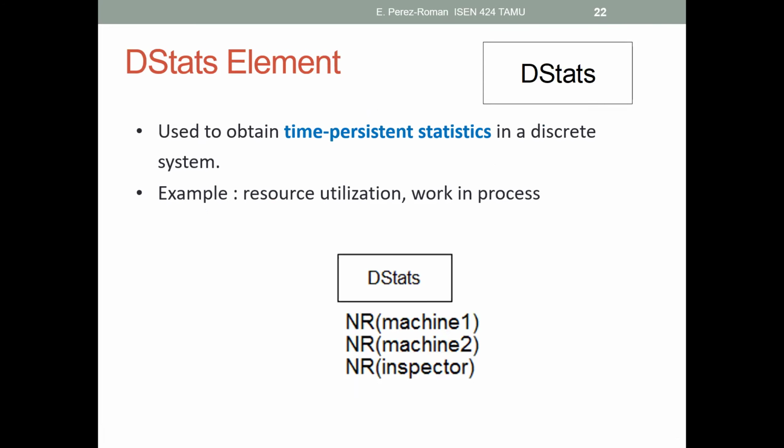And then finally, we have what we call time persistence statistics. These are not observations that you're collecting at the end of your simulation, like observations from the entities. These are statistics that depend on time, like for example, the resource utilization and the working process. Okay, so what do I mean by that?